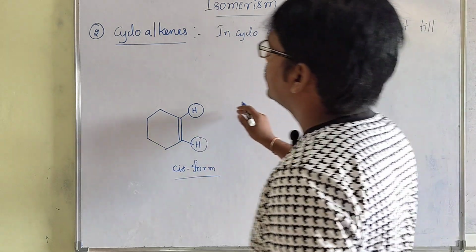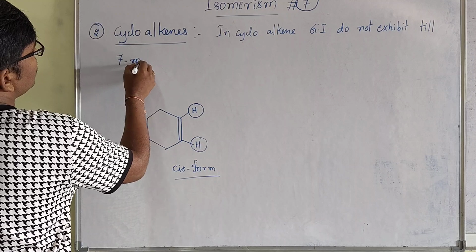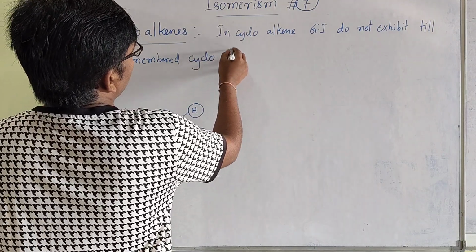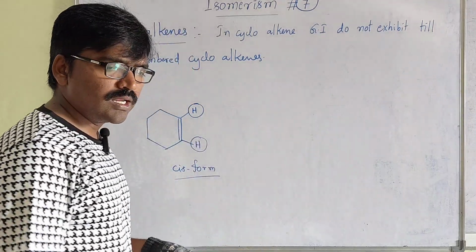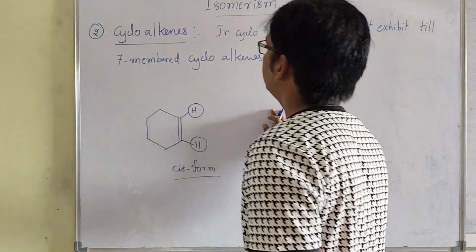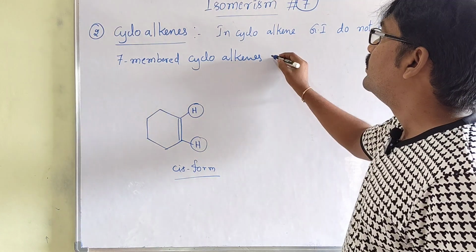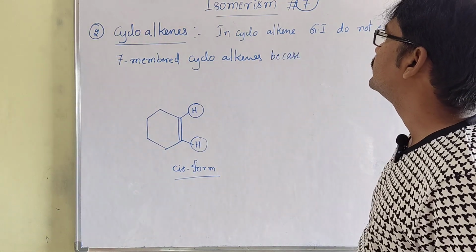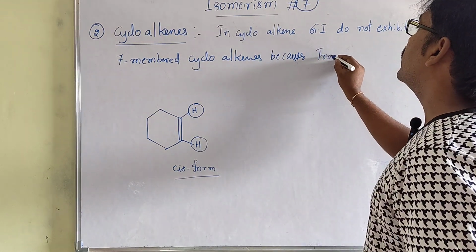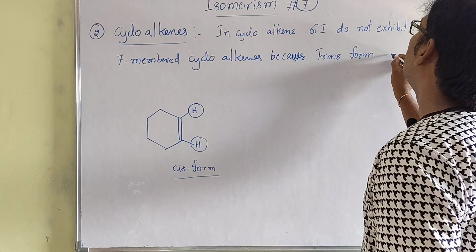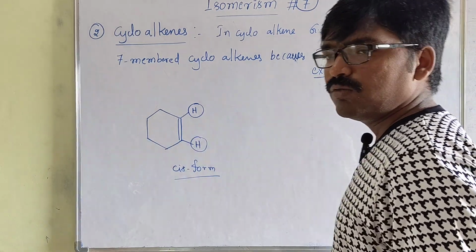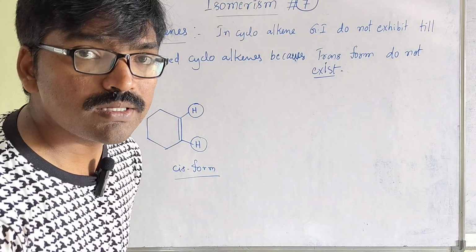till 7-membered cycloalkenes. Till 7-membered cycloalkenes the trans form does not exist. After that it will be possible. Till 7-membered rings it is not possible, because, as I told, the trans form does not exist.